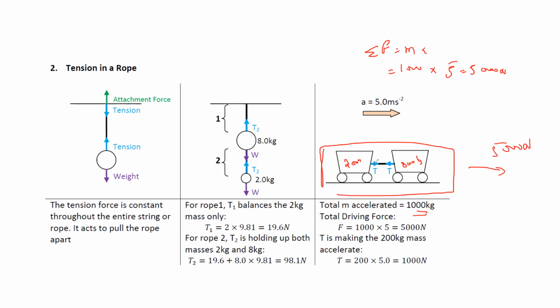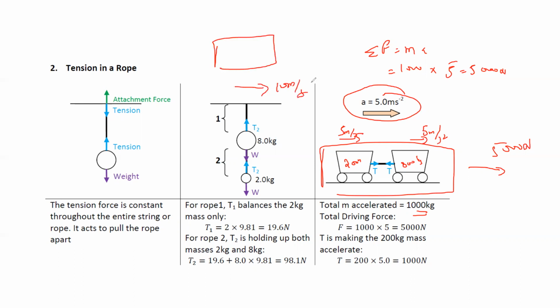But if they ask what is the tension in the rope, how can we find the tension? If the whole system has an acceleration of 5 meter per second square, both trolleys will also have the same acceleration of 5 meter per second square. The acceleration of the trolleys will be the same as the acceleration of the whole object. Like if you are inside a car and your car has an acceleration of 10 meter per second square, what is your acceleration? Your acceleration will also be 10 meter per second square.